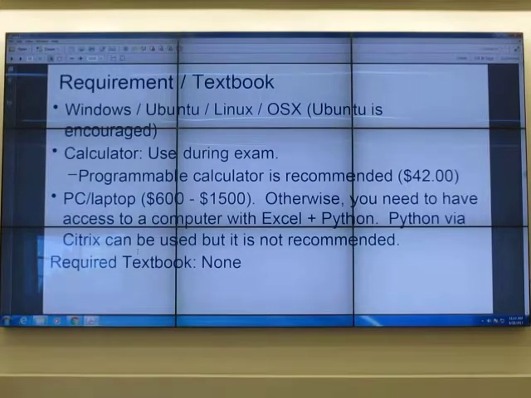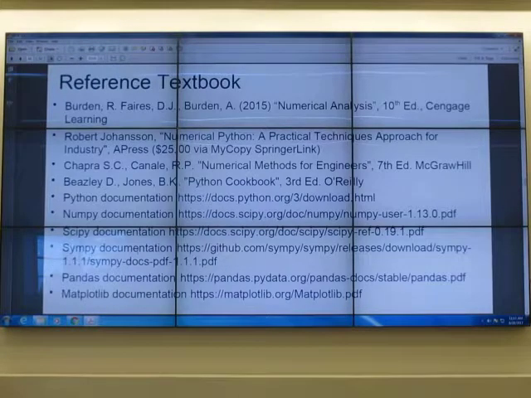Okay, so textbook. You don't have any textbook. You just follow the lecture and it should be fine. But of course, there are several other things to read. So reference book. Reference book.